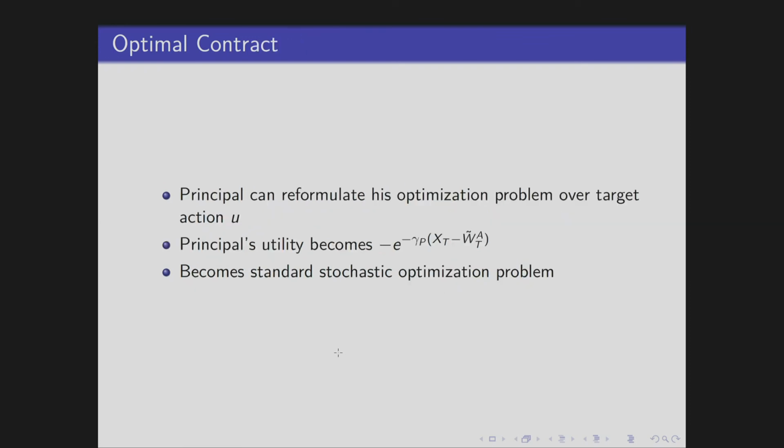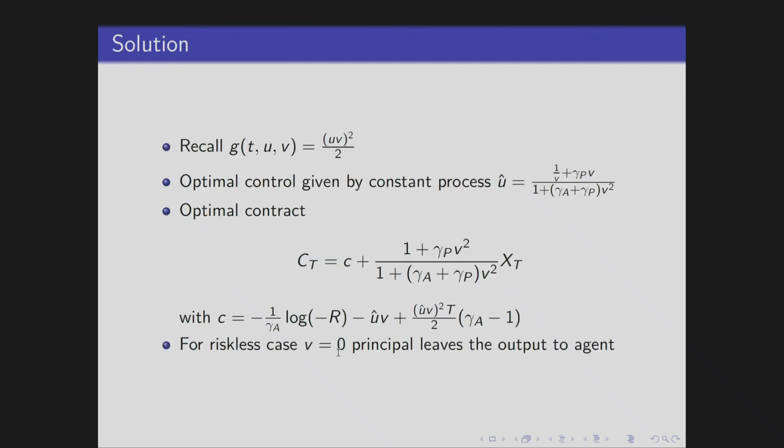Afterwards, and now I will also not go into the details, the principal can reformulate his problem such that he targets some control U that he wants from the agent by choosing his contract. So since he knows what the agent will do after his optimization, he can turn the whole problem around, and then we get a classic optimization problem from stochastic calculus. So this is again a reformulation that we can already solve, and then we get the solution.